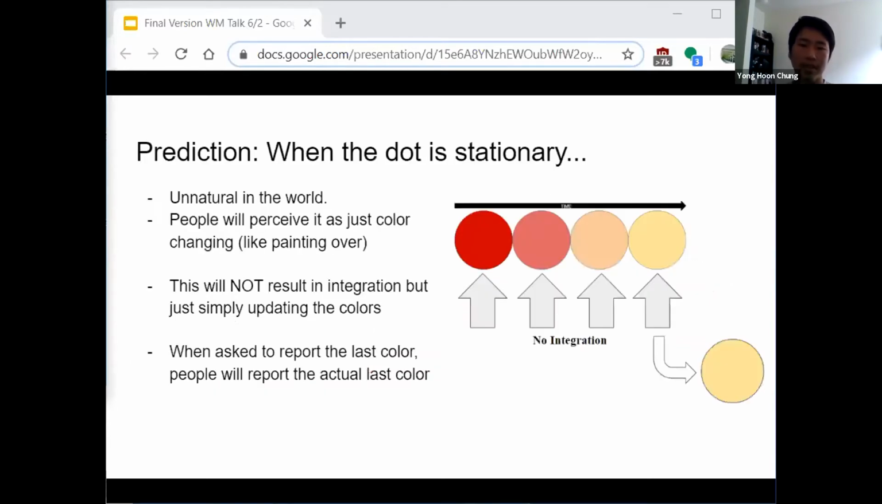And this is our prediction. When the dot is stationary and changing its color, this is somewhat unnatural in the world, and people will perceive it as just color changing, like painting it over and over again. This will not result in integration, but simply updating the colors. And when asked to report the last color, people report the actual last color that they thought they saw.